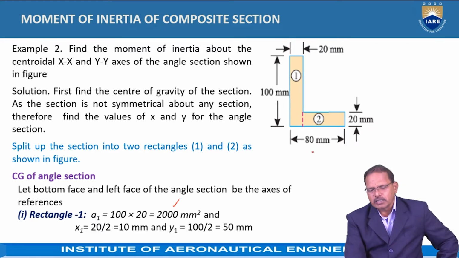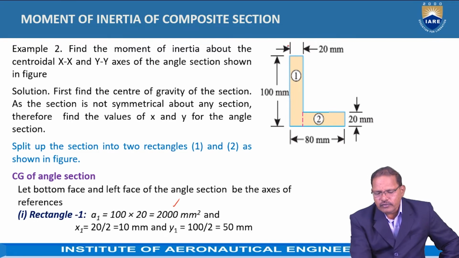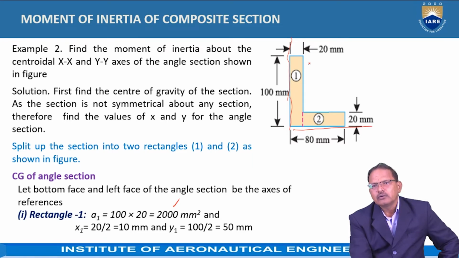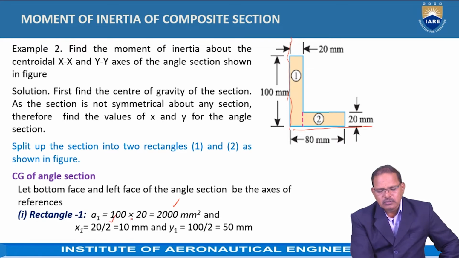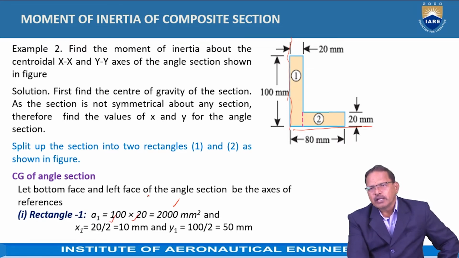The position of the centroid, that is x1, with respect to the y-axis, is equal to half of the width, which is 20 by 2, equal to 10 mm. Similarly, the y coordinate, with respect to the x-axis, is equal to half of its height, that is 100 by 2, which is equal to 50 mm. That is, we are determining the position of the centroid of a rectangle having height 100 mm and breadth 20 mm.